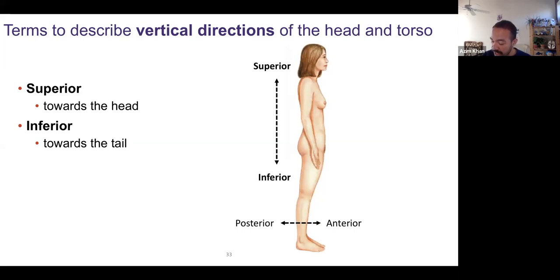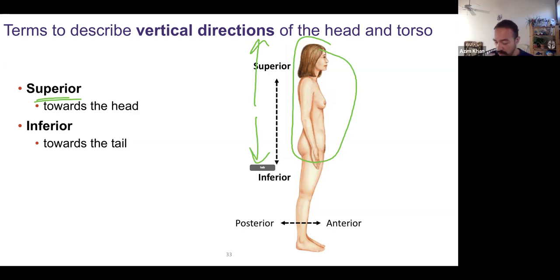When we're referring to the head and torso, we'll get to arms and legs in a minute. When referring to the head and torso, towards the head is superior, that's up. Towards your tail, towards your hips, that's inferior. Up, superior, down, inferior.